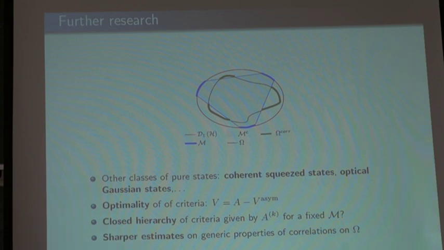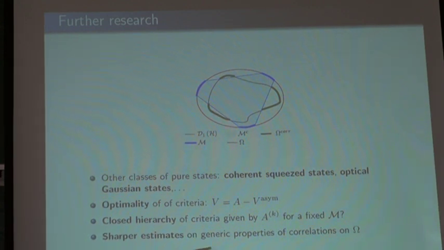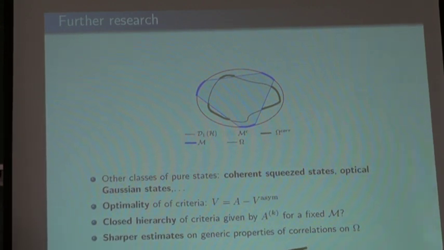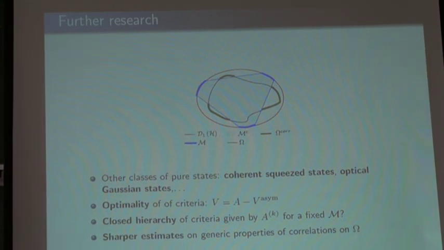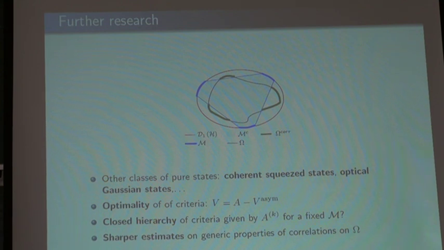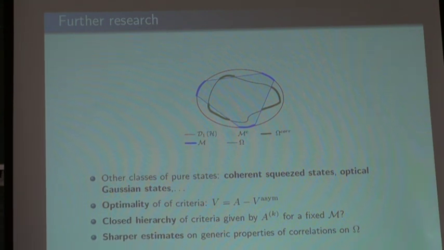Whenever I improve in this part or in this part, I get sharper estimates on the generic properties of correlations on a particular set of isospectral density matrices. Okay, so I managed to finish on time. Thank you.